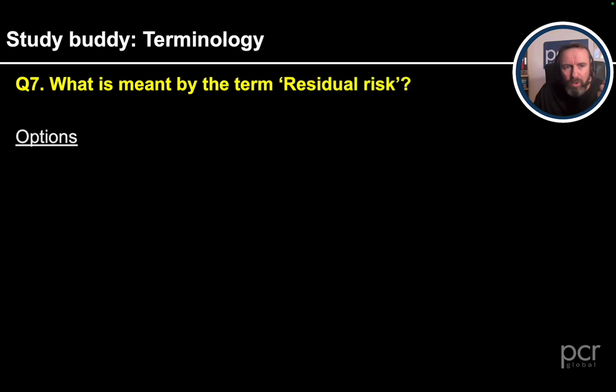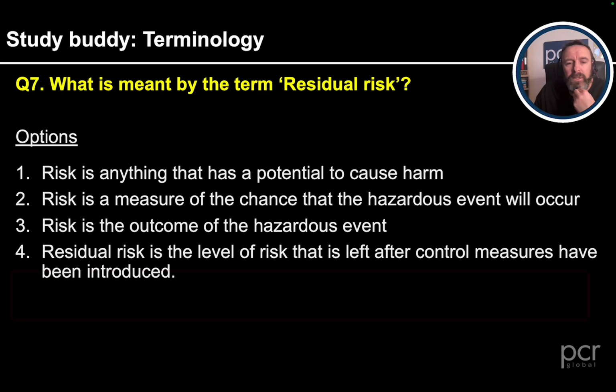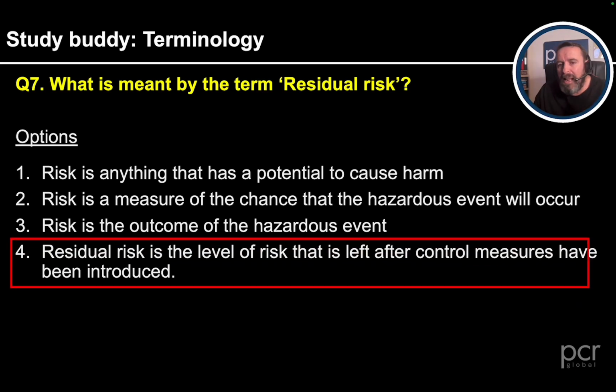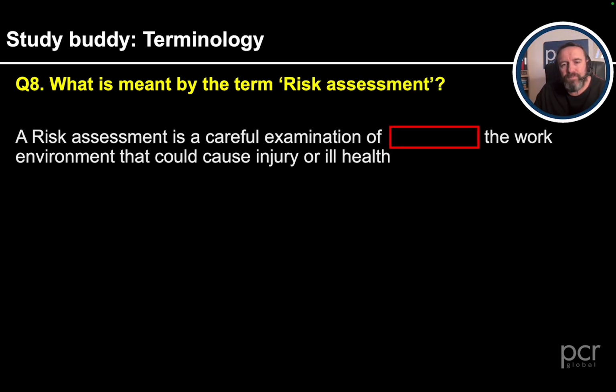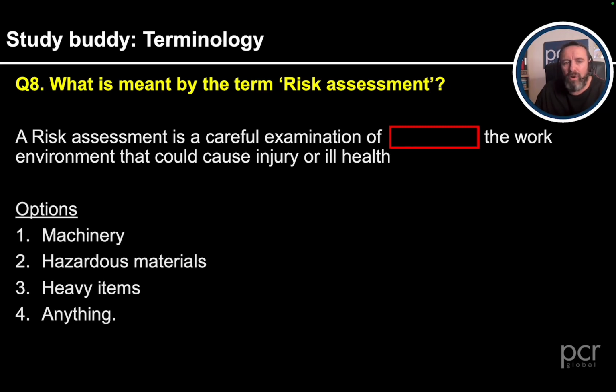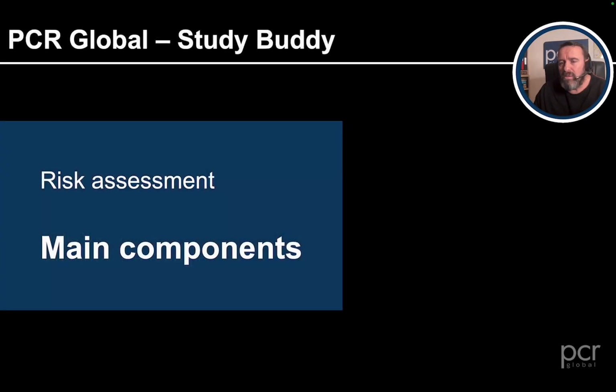Residual risk, residue. So let's have a quick look. The level of risk that is left after control measures have been introduced. So we can think of that as residue, residual, what is left over. What is meant by the term risk assessment? A risk assessment is a careful examination of, what do we think? Machinery, hazardous materials, heavy items. Well, it's actually anything. A risk assessment is a careful examination of anything in the work environment that could cause injury or ill health. So that's it for that part.